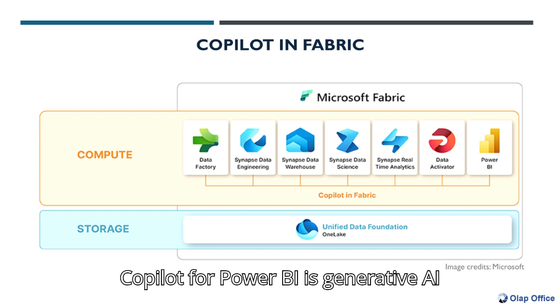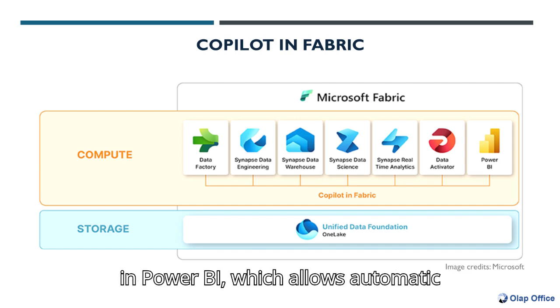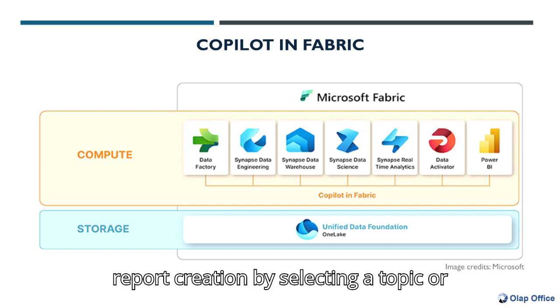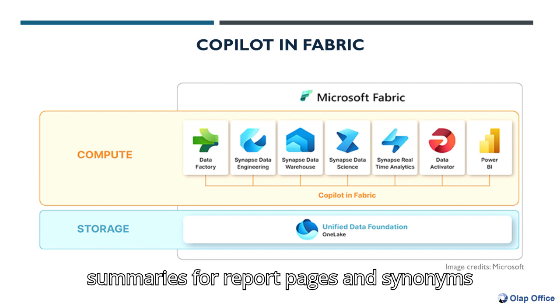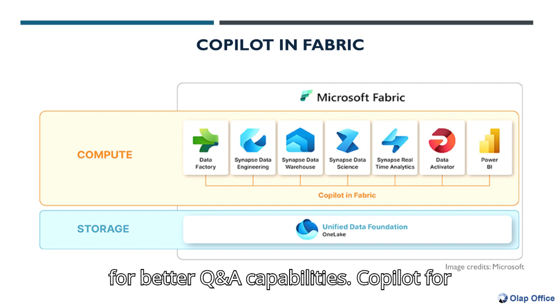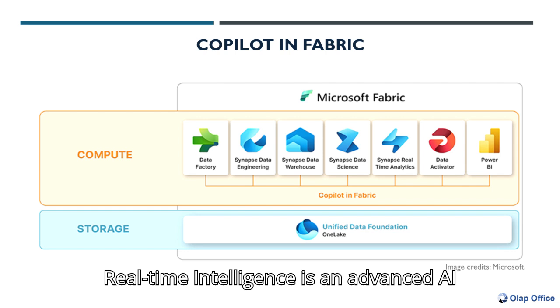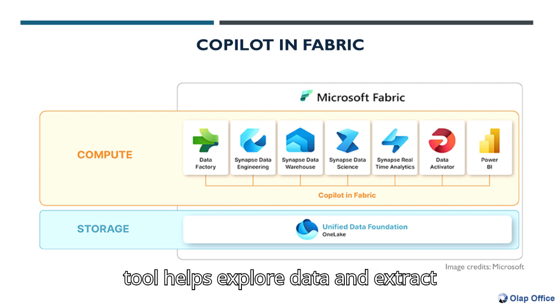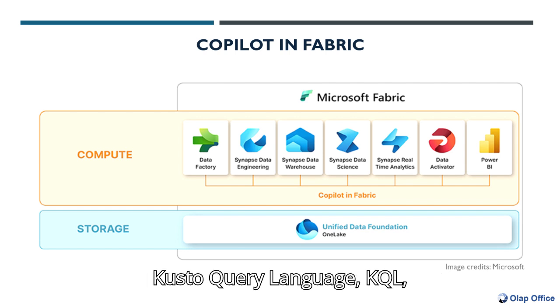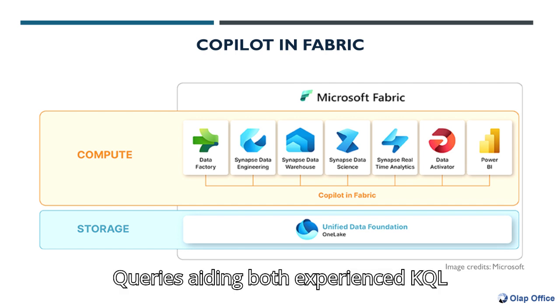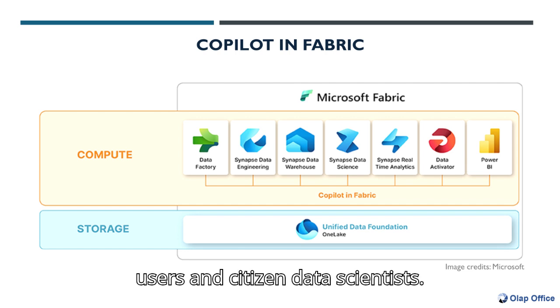Copilot for Power BI is generative AI in Power BI, which allows automatic report creation by selecting a topic or prompting Copilot. It can generate summaries for report pages and synonyms for better Q&A capabilities. Copilot for Real-Time Intelligence is an advanced AI tool that helps explore data and extract insights by translating questions into Kusto Query Language, KQL, queries, aiding both experienced KQL users and citizen data scientists.